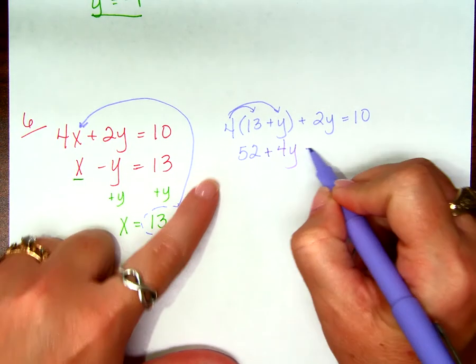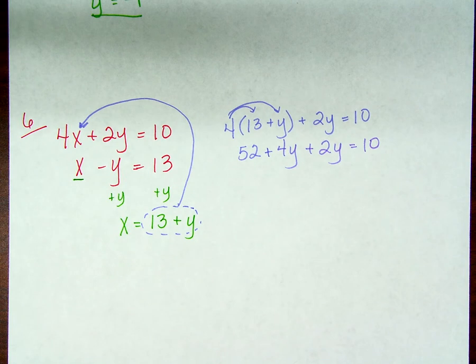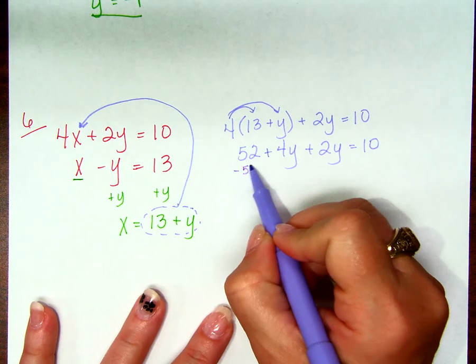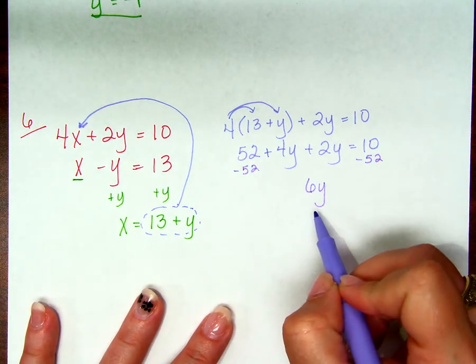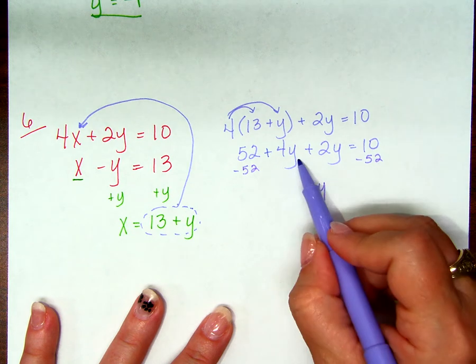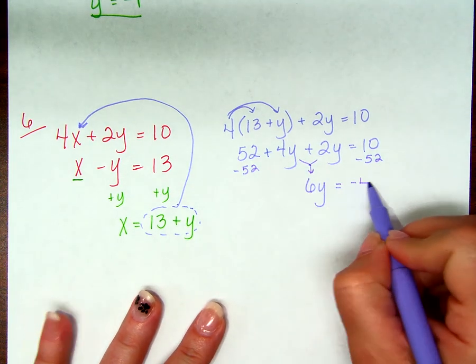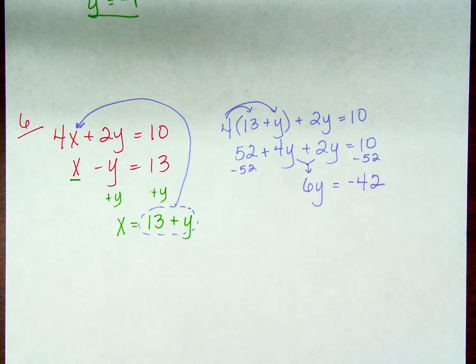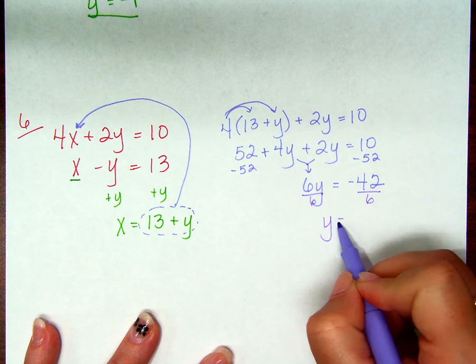4y plus 2y equals 10. How comfortable would you be if I did 2 steps at one time? Want me to try it? Okay. If I subtract 52 from both sides and then go straight to 6y, do you see what I did? I combined my like terms and I moved that over at the same time. Are you okay with that? So 6y equals negative 42. To solve for y? Absolutely. Y equals negative 7.